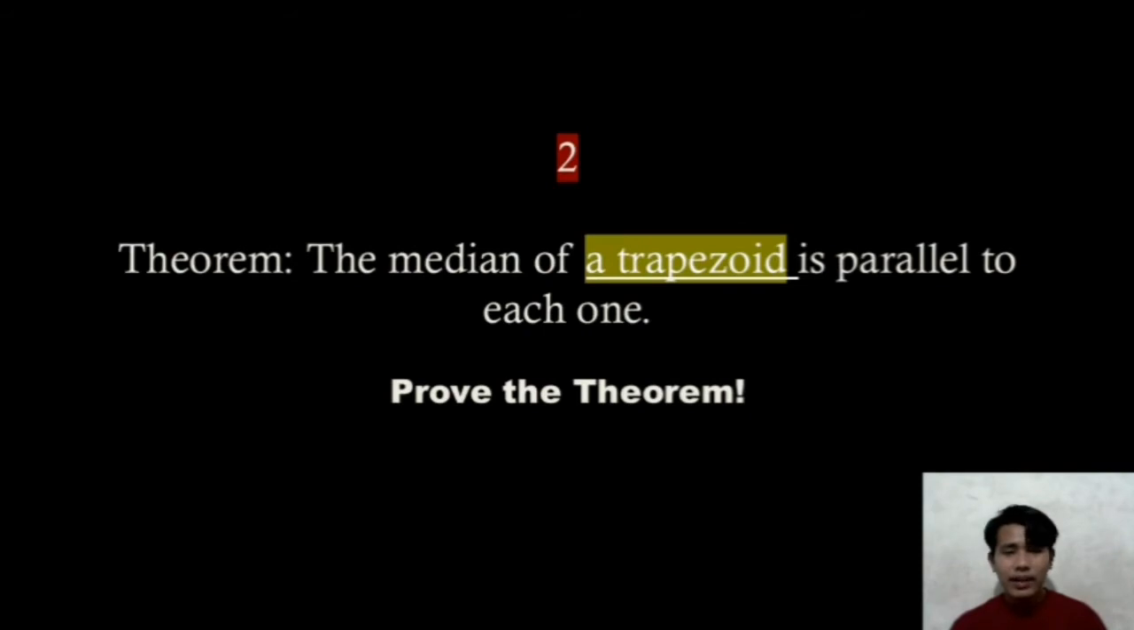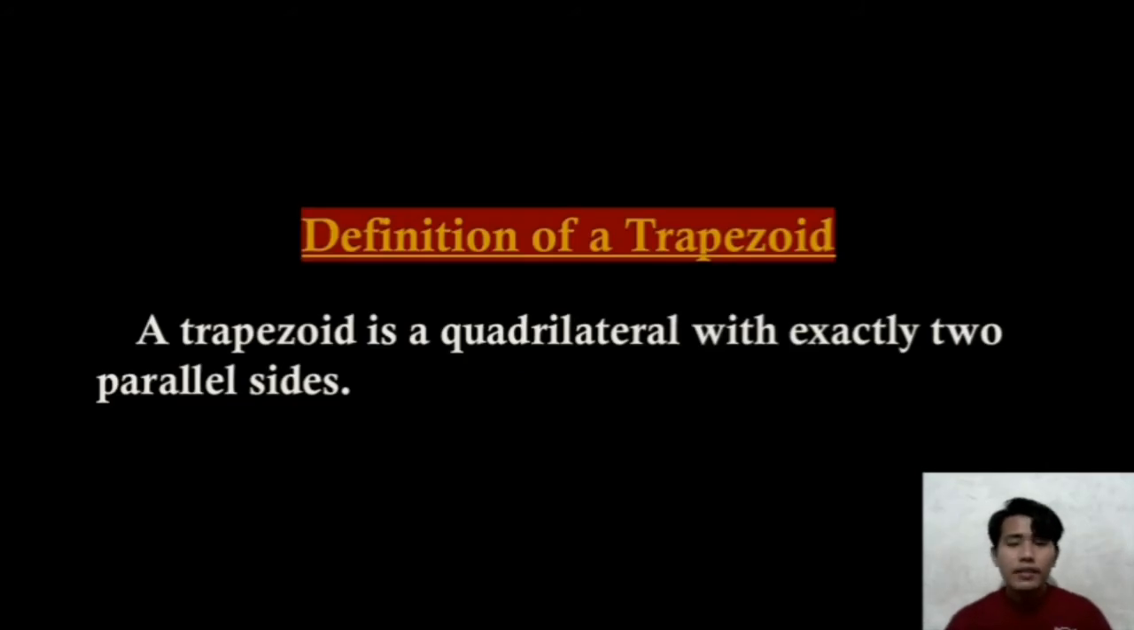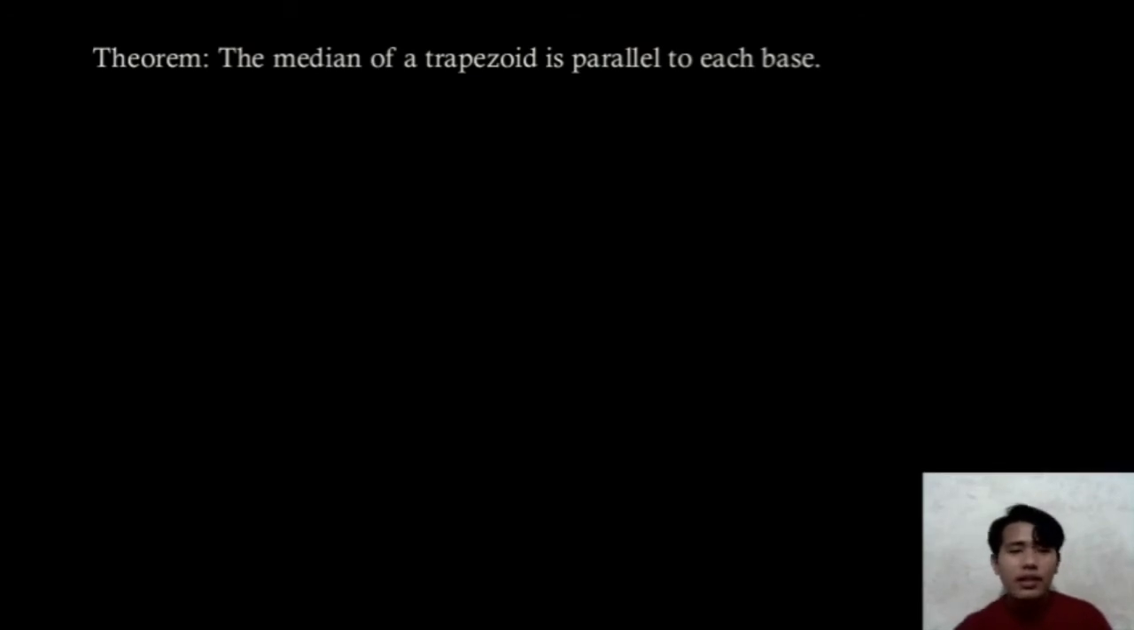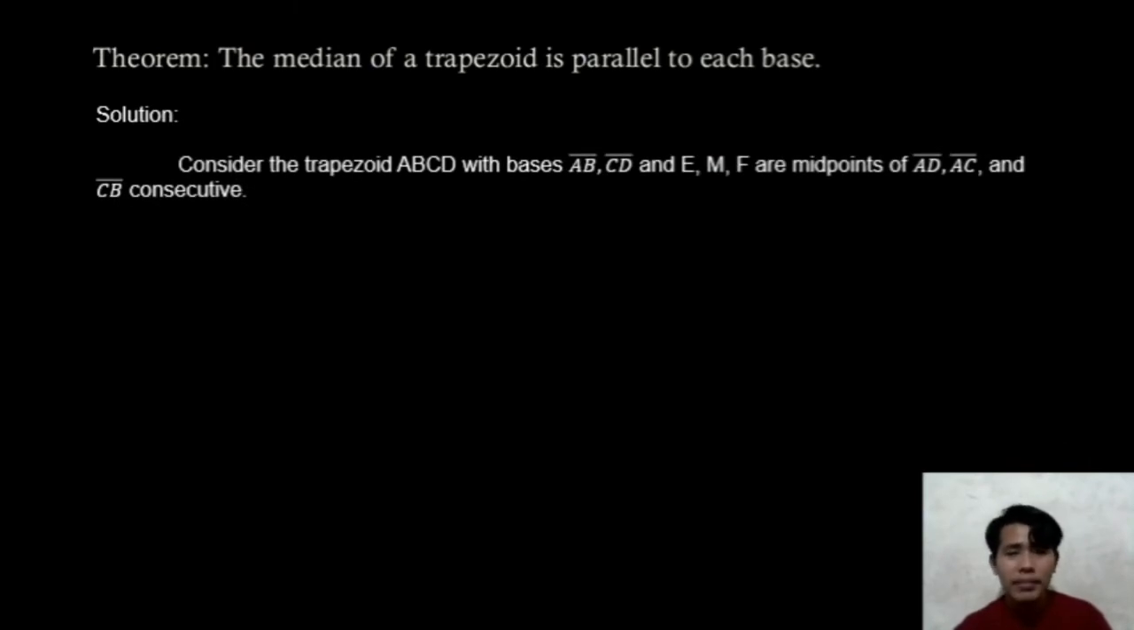Next, the second theorem. The median of a trapezoid is parallel to each base. Prove the theorem. Wait, do you know what is a trapezoid? The definition of a trapezoid is a quadrilateral with exactly two parallel sides. Here is the proving for the theorem. Solution. Consider the trapezoid ABCD with bases line segment AB and line segment CD, and E, M, F are midpoints of line segment AD, line segment AC, and line segment CD consecutively.